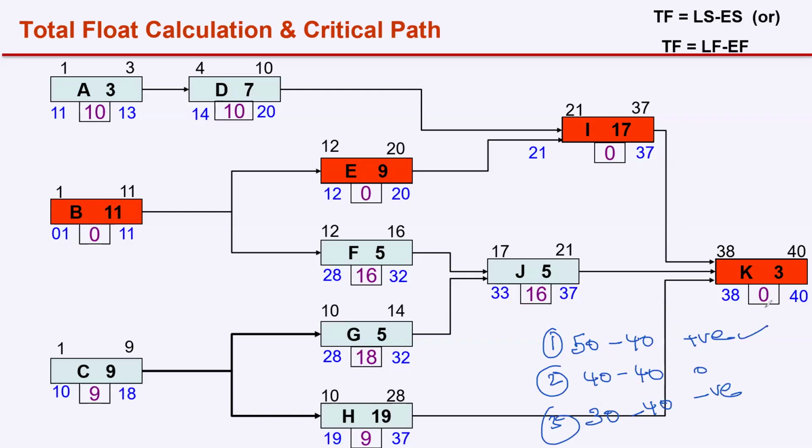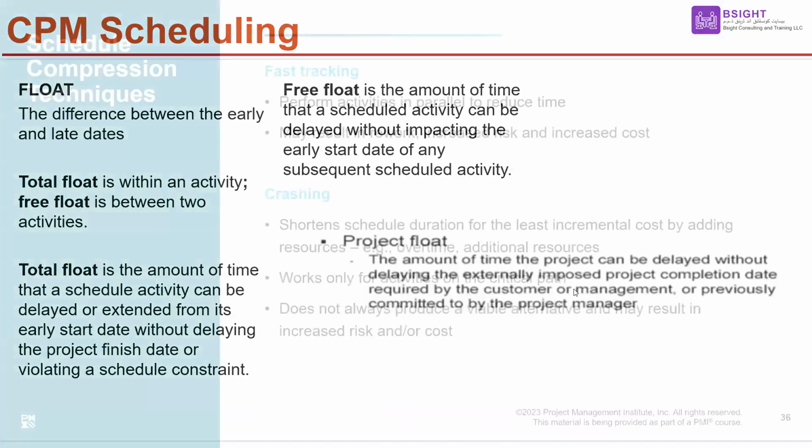Positive project float is excellent, if you are lucky you will get that. Zero project float is okay, but negative project float is not acceptable. So you agreed to finish the project in 30, but now you are developing a schedule for 40 and you are going to send it for approval. Will it be approved? No. So if there is a negative project float, you have to compress your schedule.